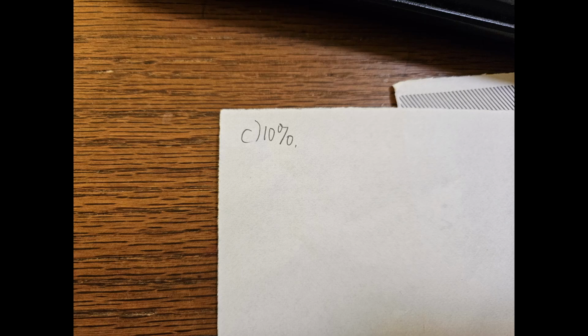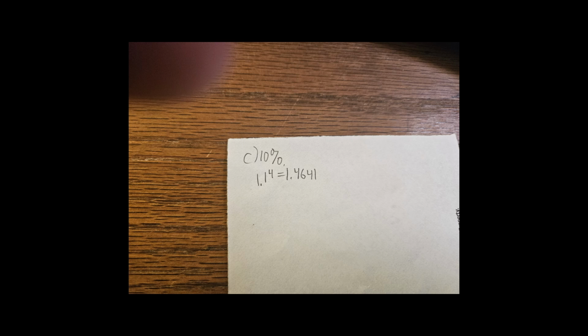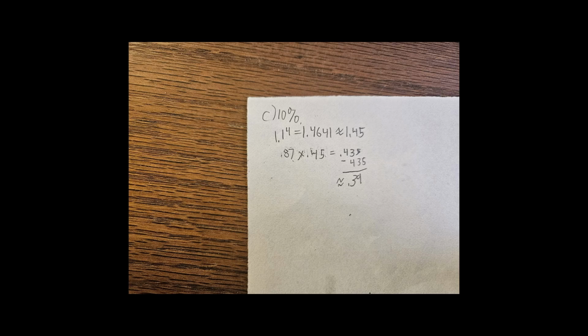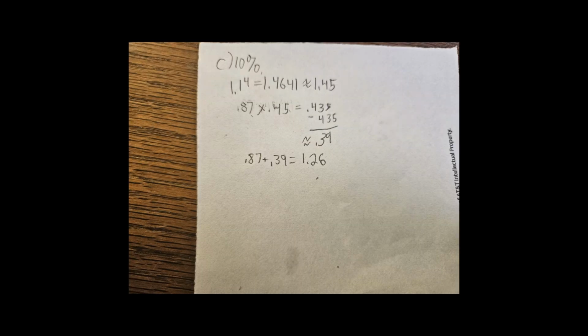So let's start with the 10% first. I know that 1.1 to the fourth equals 1.4641, but that's a difficult number to work with, so let's just call it about 1.45. 0.87 times 0.45, well, 0.87 times 0.5 is 0.435, and subtract 10% of that, you get just about 0.39, and 0.87 plus 0.39 is 1.26.